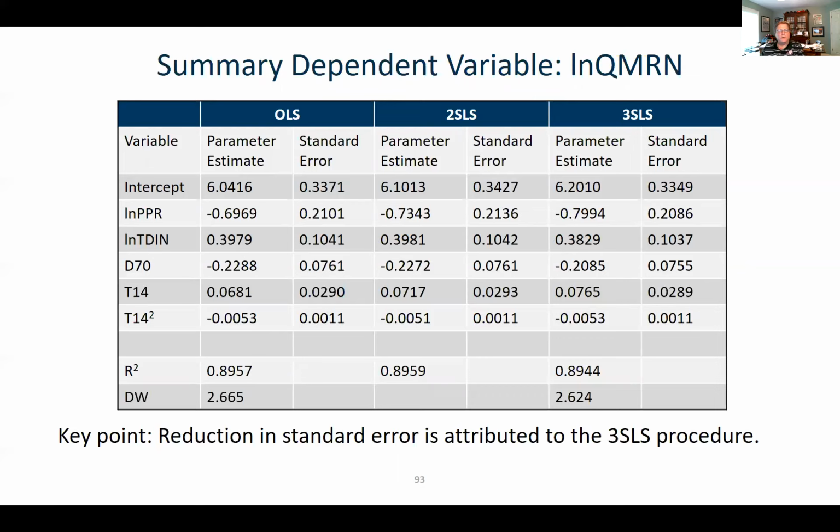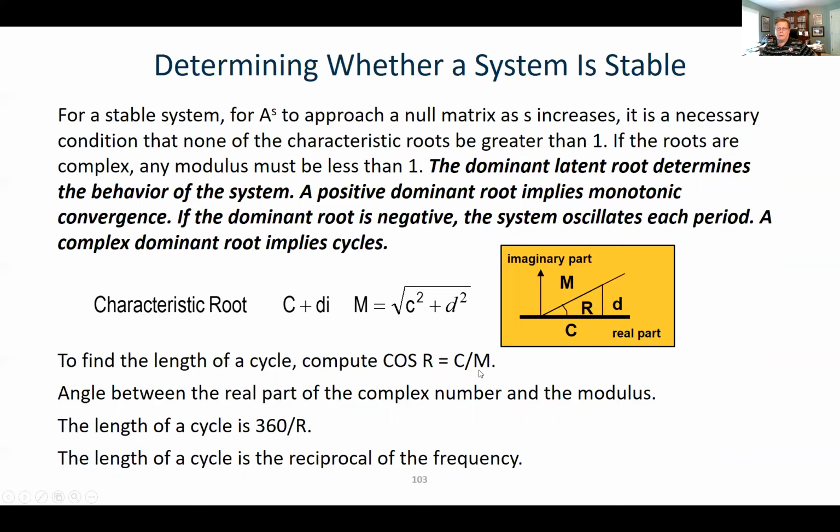You get a geometric decay with monotonic convergence if the dominant root is positive. But if the dominant root is negative, the system oscillates each period. And if you get a complex dominant root, that implies cycles. And to actually find the length of the cycle, you can use trigonometry to help you there. Here, in this case, using this diagram, I can look at the cosine of the angle R, which is equal to adjacent over hypotenuse. And the length of that cycle, once we determine what R is, gives us how long that cycle would last.